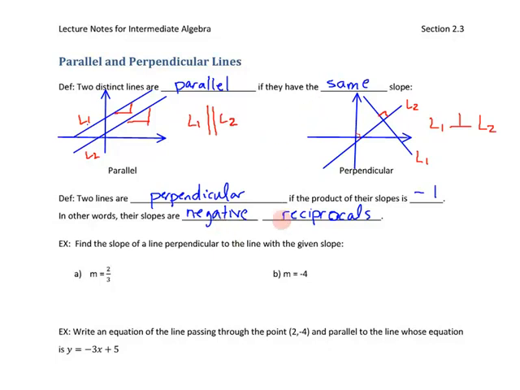Now, what do I mean by negative reciprocals? Well, think about what two numbers multiply together to give me -1. If I had the number, say, 2/3, what would I multiply by this to get to -1? Well, what you do is you flip the fraction. That is, you end up with 3/2, and you stick a negative out in front. In that case, you end up with what are called perpendicular slopes.